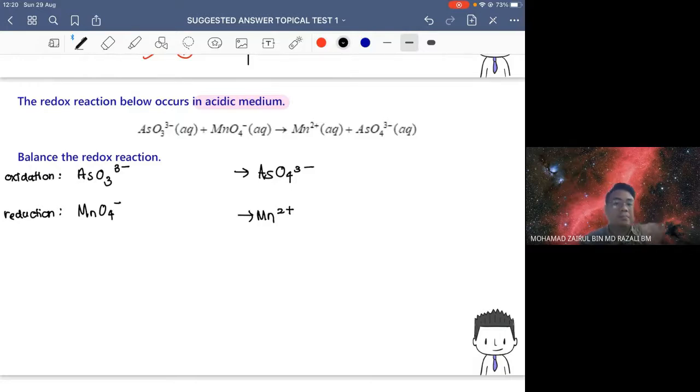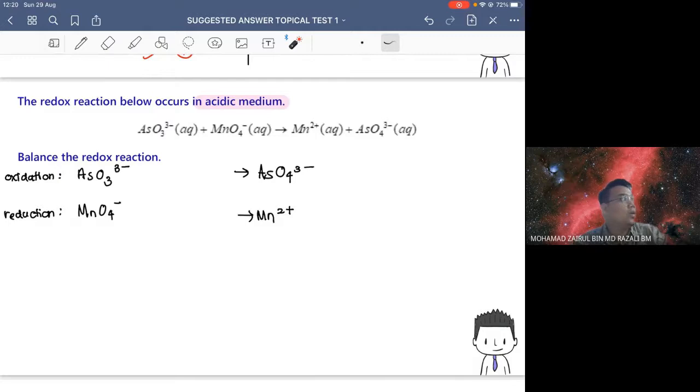Okay, the second part is we need to make sure that all elements are balanced, elements other than hydrogen and oxygen. Okay, if you look at this equation, we have one arsenic on the reactant side and one arsenic on the product side. So 1 to 1, so dia dah balance. Same goes with manganese. We have one manganese on the reactant side and one manganese on the product side. So satu-satu. So dah balance.